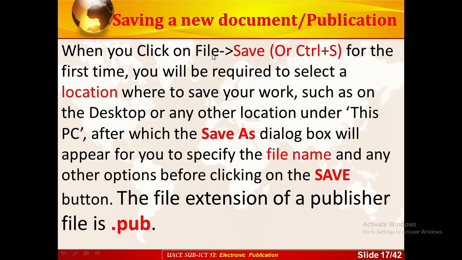When it comes to saving, it always takes about three to four steps. One, you click on File, you go to Save or Save As, where you have to select a location, you give it a name, then you save. So the first procedure for saving, like any other application program, you go to File, you click on Save or Save As, then you get the location, you get the file name, then you click on Save. Of course, that is how you can save your document or publication, and the file extension for the Publisher file is .pub.